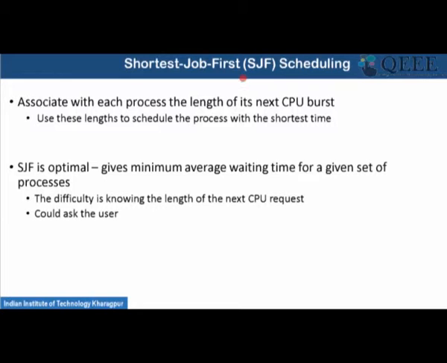The shortest job first scheduling algorithm is indeed the optimal scheduling algorithm in terms of different performance parameters. Here we associate with each process the length of its next CPU burst. We use this length to schedule the process with the shortest time.